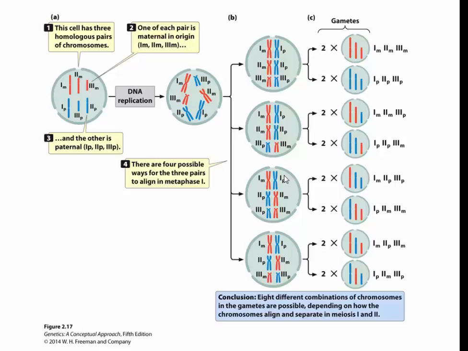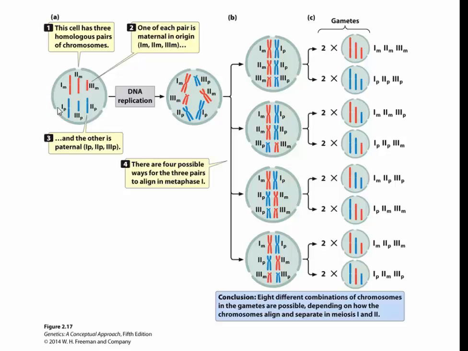So it's starting to make you think about more than 2 chromosomes at a time, keeping in mind that we have 23 pairs of chromosomes in humans, and so there's lots of different combinations. And so what do we got here? We have 3 pairs of homologous chromosomes.